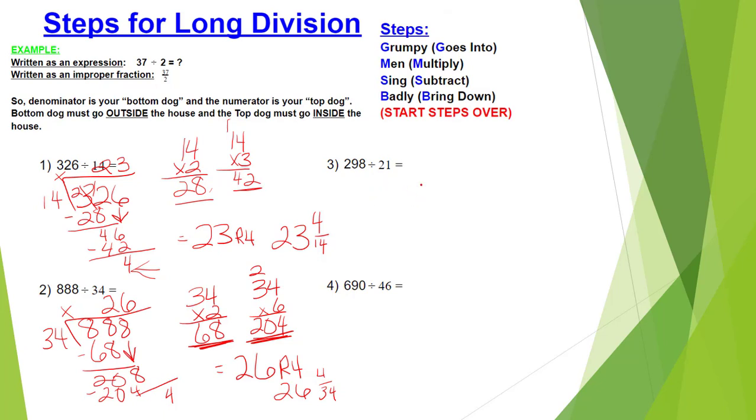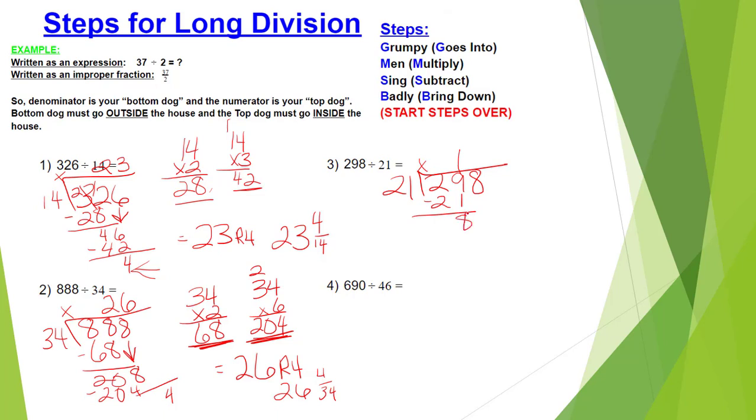We have 298 inside the house, 21 outside the house. Steps, goes into. Can 21 go into 2? No, because 2 is smaller than 21. Can 21 go into 29? Yes. How many times? 1 time. Multiply. 1 times 21 is 21.